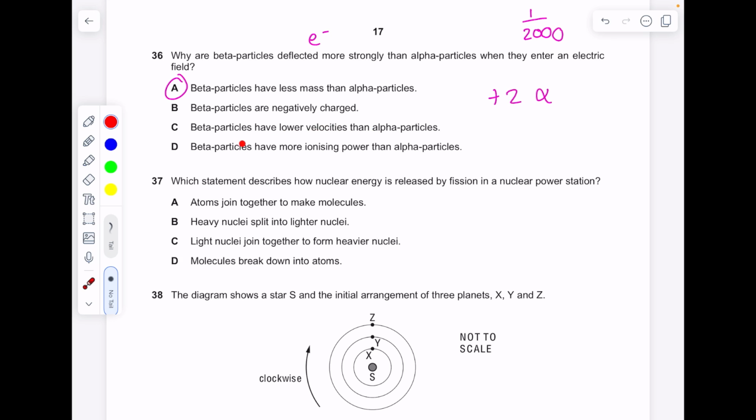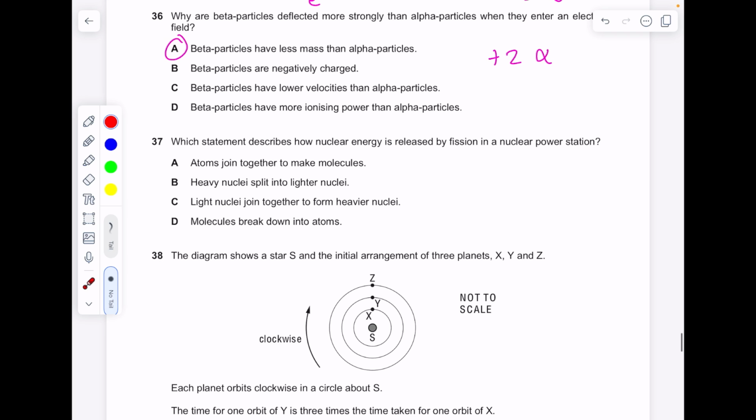Just check that you're happy. Look, beta particles, well, they're electrons, they're going to be moving faster than the alpha particles. And lastly, beta particles have more ionizing power? No, they have less ionizing power than alpha particles. So go through the other options and make sure you're happy with why they're wrong.